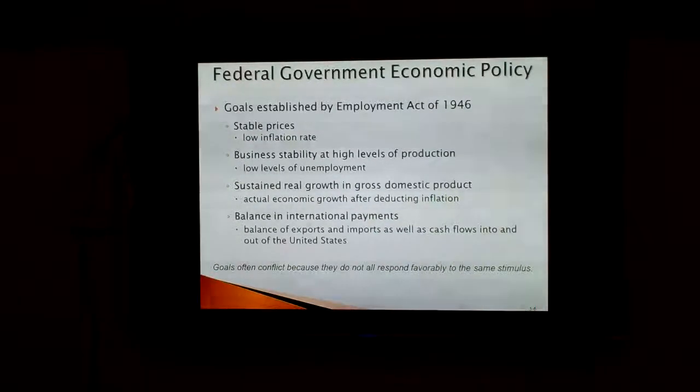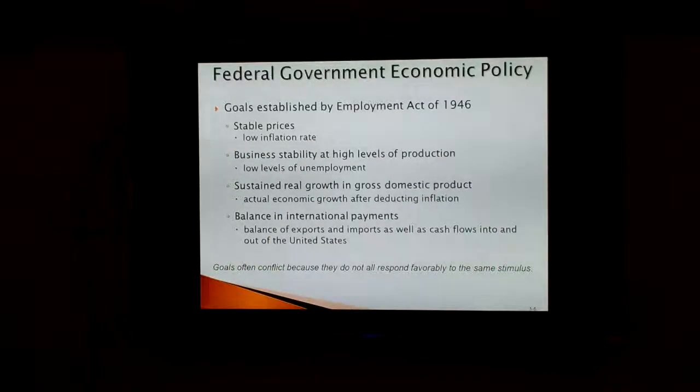Sustained real growth in gross domestic product. So we want to see the economy continuing to expand. I assume if you're taking this class, you know what GDP is, gross domestic product. If you don't, look it up. So it's a measure, yardstick of the healthiness of the economy. Generally, we like to see that growing. Will it grow every year? No, but in general, we like to see it expand.